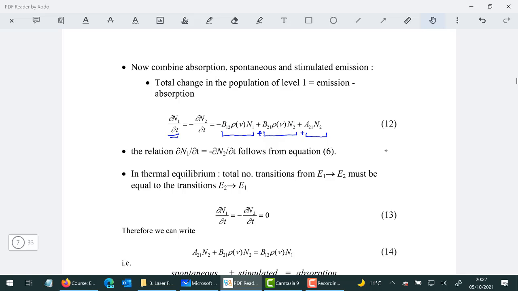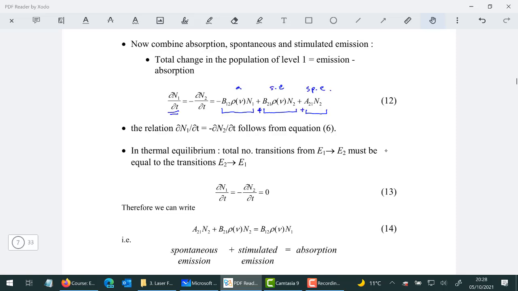So the 3 of these processes are absorption, stimulated emission, and spontaneous emission. Those are the three basic processes that happen inside the laser. We've simplified things, we've made it so that there are only two energy levels, but it gives us a good idea of what's going on inside the laser at a fundamental level.